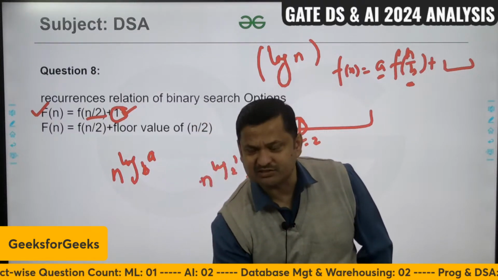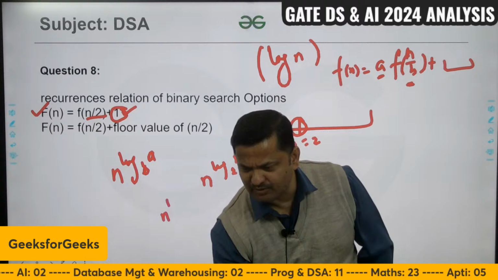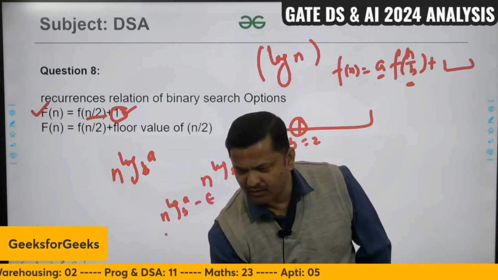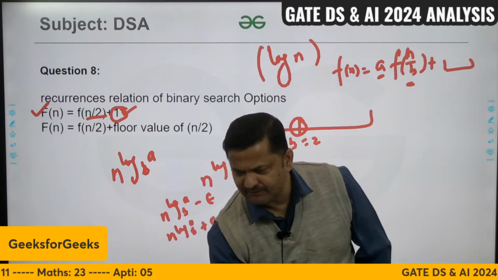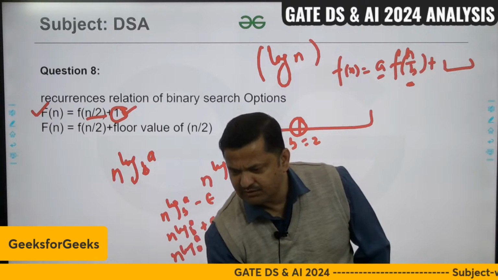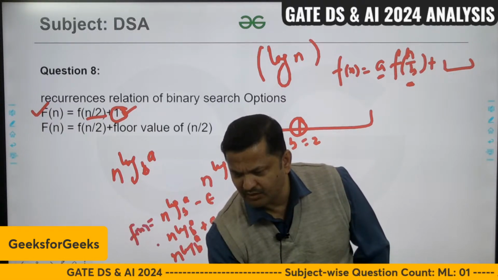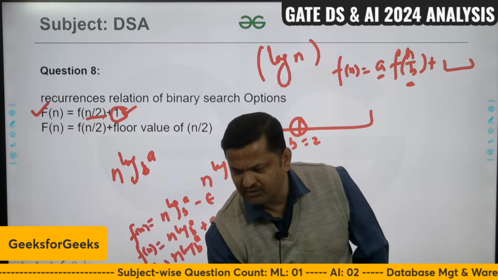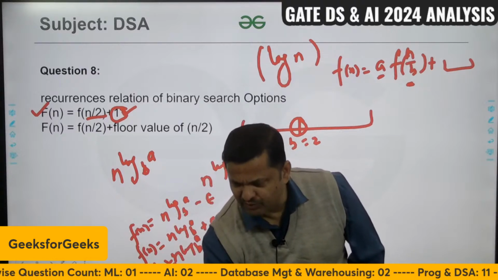Now there are three cases in the master theorem, if you can recall. The cases are n to the power log a base b minus epsilon, or n to the power log a base b plus epsilon, or n to the power log a base b. So either this is equal to f(n) or that is equal to f(n). Any one of these can be equal to f(n). If you look at this particular scenario, the third option is the correct one.